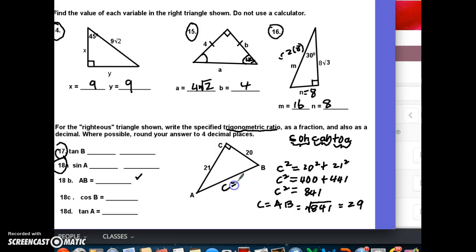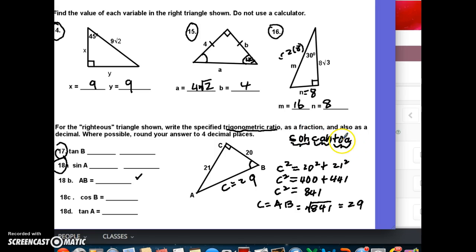And once we have the three side lengths, which we have now, we have 20, 21, and 29. We can find either the tan, the sine, or the cosine very, very easily. Let's go ahead and do a few of these. The tan of angle B. So it's this angle here. It's going to give you the single arc. Tan of angle B, and that's the TOA.